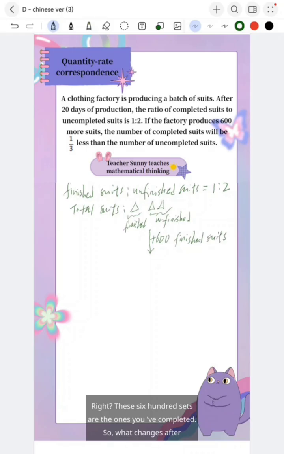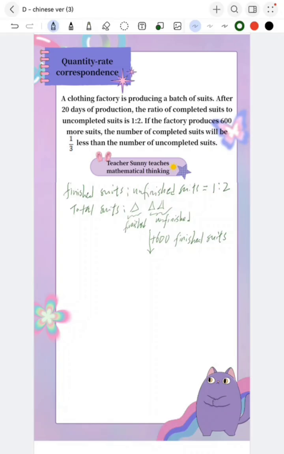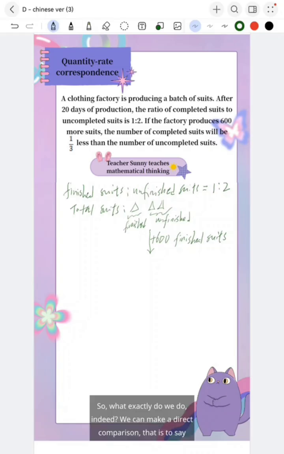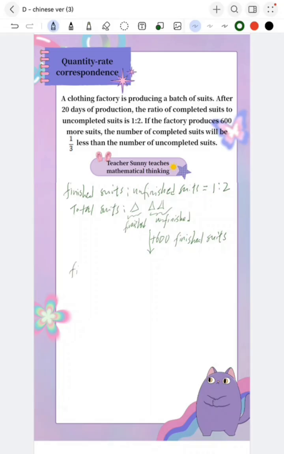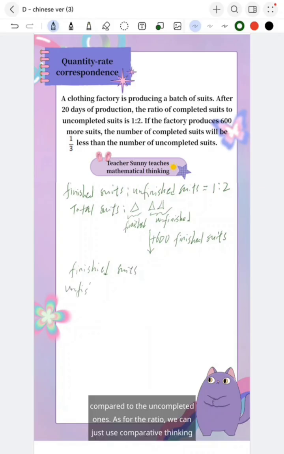So what changes after producing 600 sets? At this point, the number of completed sets is 1/3 less than the number of uncompleted sets. So what exactly do we do? We can make a direct comparison, that is to say, the completed sets compared to the uncompleted ones. As for the ratio, we can just use comparative thinking directly. Here, the completed sets are 1/3 less than the uncompleted ones.